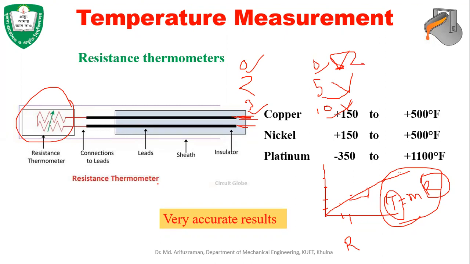In the case of the resistance thermometer, the medium which is changing because of the temperature is the resistance. Then we calibrate how much change in the resistance occurs due to how much change of the temperature. Once we do the calibration, we can use these resistance values to say how much the temperature has changed, or what the temperature of a certain place is.